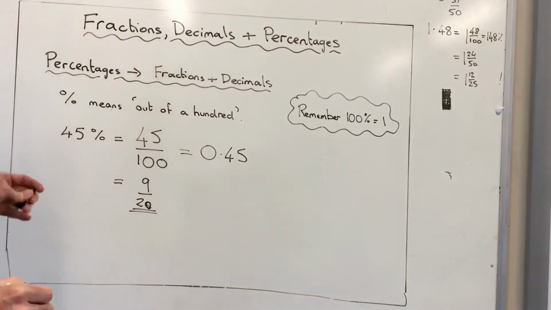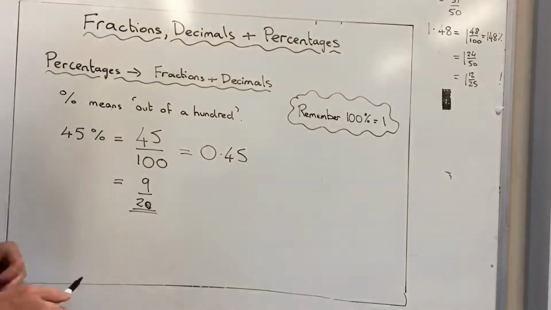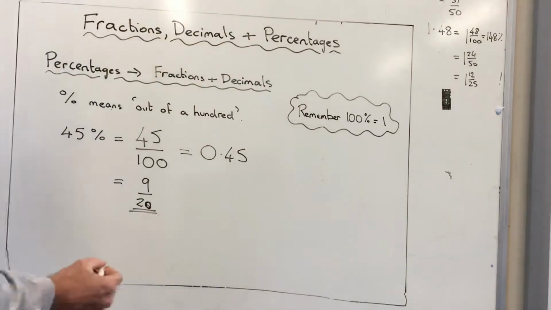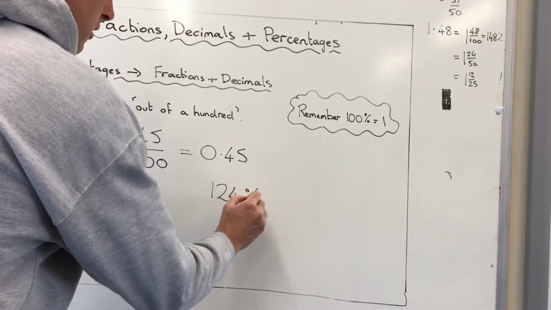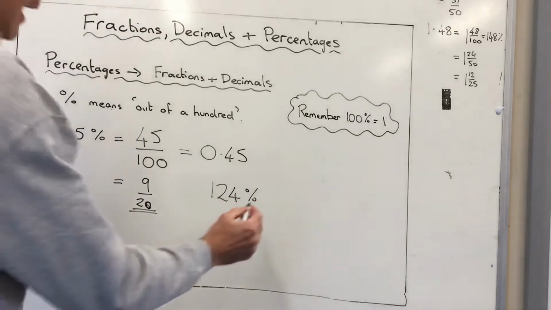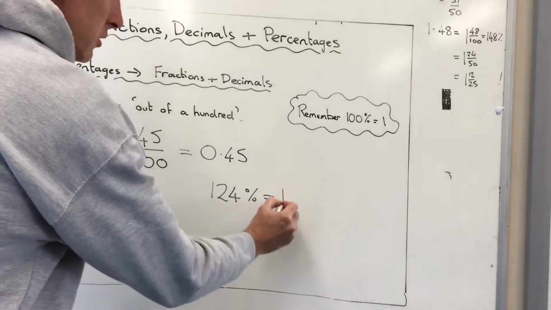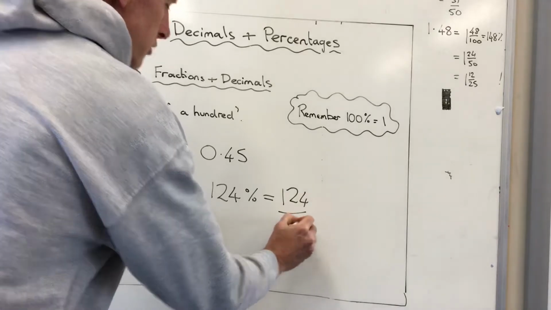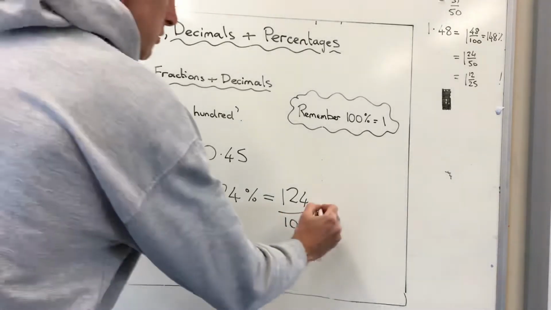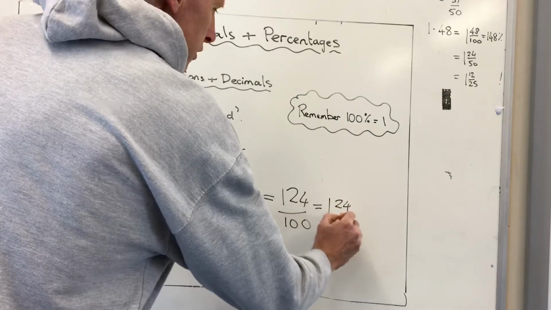What about if we have more than 100%? Well, remember 100% is equal to 1. So let's say 124%. Again, very simply, percent means out of 100. So that's 124 over 100, which would equal 124 over 100.